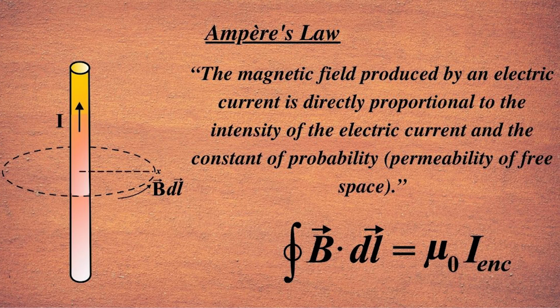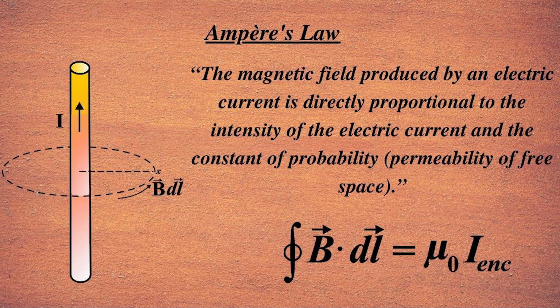In simpler terms, Ampere's law helps us understand that when an electric current flows through a conductor, it generates a magnetic field around it. A current carrying coil produces a magnetic field whose intensity is decided by the permeability of the medium through which the flux passes.